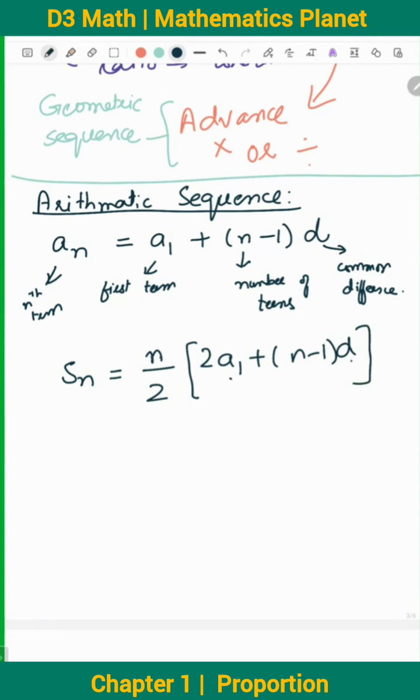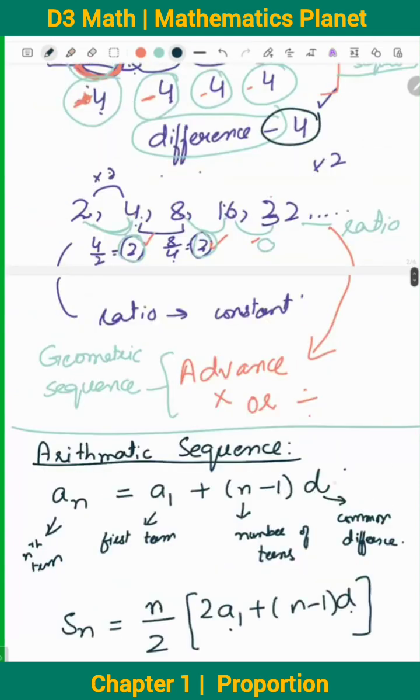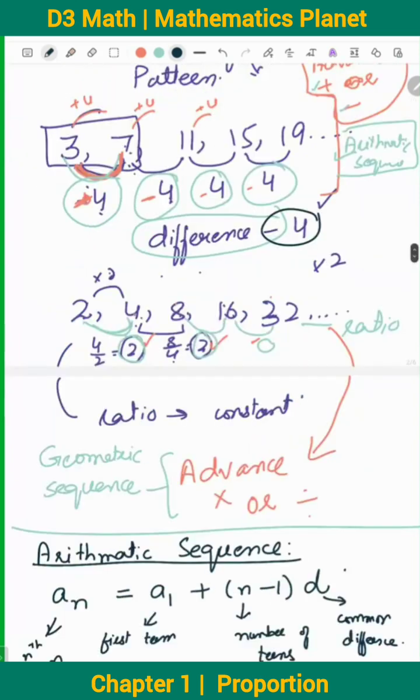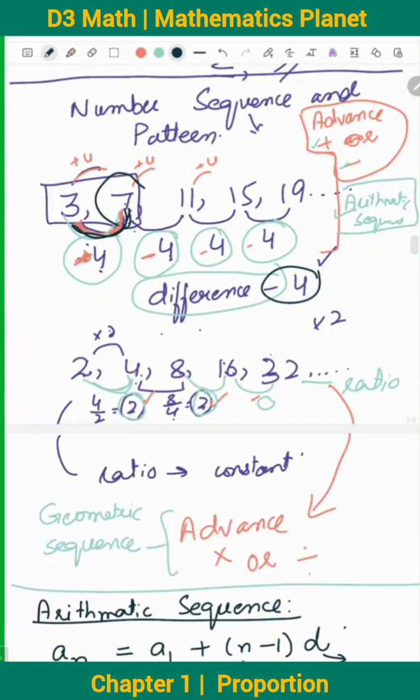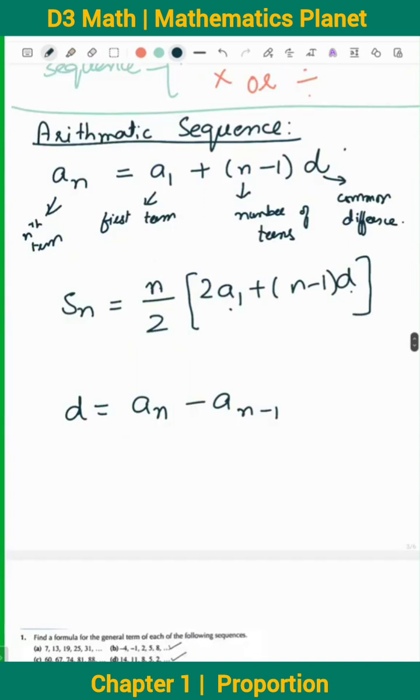And what is D? D is the common difference. Like in the above example, the common difference was -4. But how to calculate D? D is the difference between any two consecutive terms, an minus a(n minus 1), meaning the difference of any two consecutive terms. So 3 minus 7 is -4. So these are the few formulas for arithmetic sequence. We are going to use the first one in all of our exercise, and the first one will help us solve the questions easily.